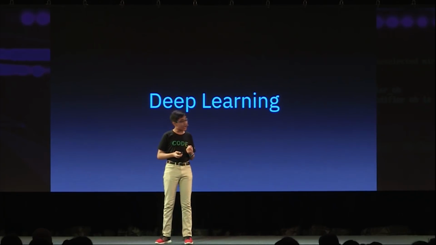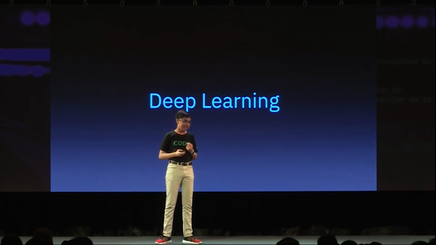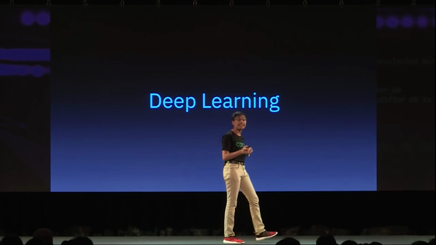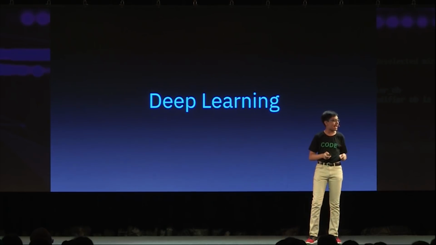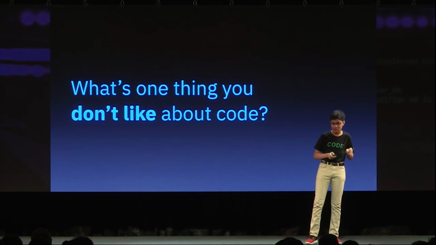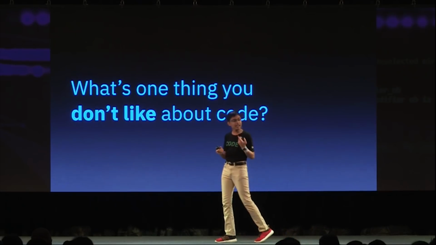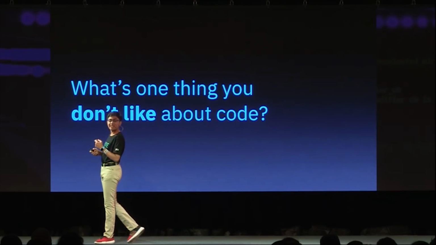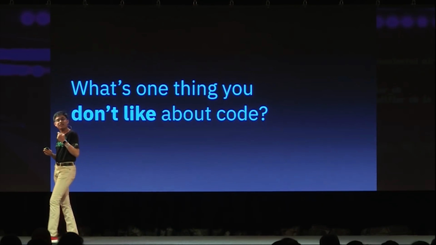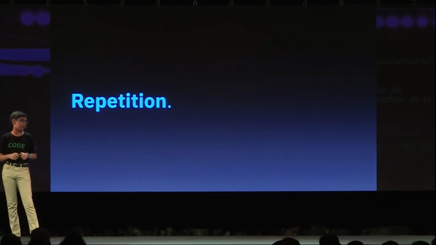But before we can talk about deep learning, I actually have a question for all of you. And this is a question that I was asked yesterday as well. Think about this. What's one thing that you don't like about code? Think about it. Well, yesterday, when I thought about this for a minute, I realized that the one thing I don't like about code is the fact that it's very repetitive. There's a lot of repetition when you're programming.